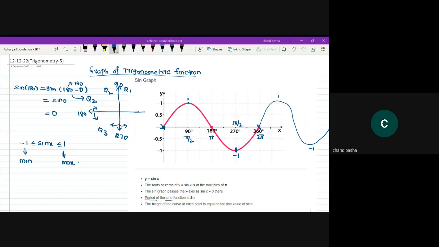Avani, any doubt? No, sir. Any other doubts, guys, by anybody else? Any doubts regarding the sine function? Yes, Vardhan. Any doubt, Harshal? No, sir. Excuse me, sir. Can I?